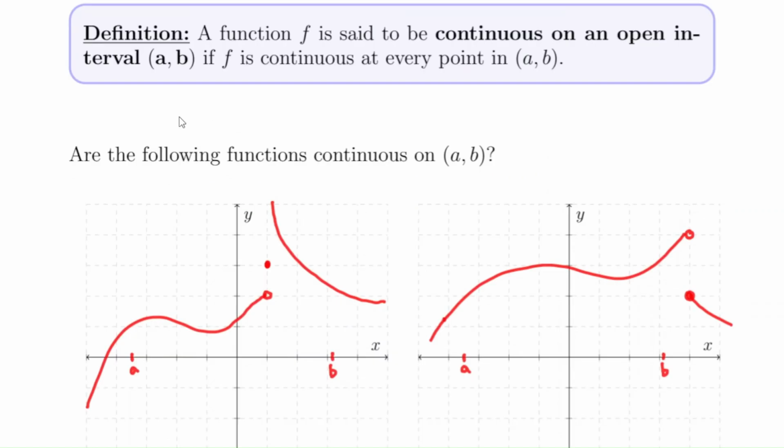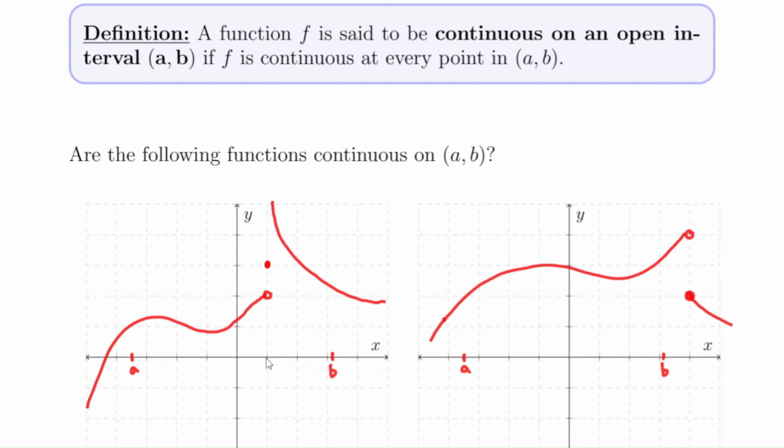Okay, what does it mean for a function to be continuous on an interval? Well, a function f is said to be continuous on an open interval a to b if f is continuous at every point inside that open interval. So are these functions continuous on the open interval a to b? So here we have this interval from a to b, and the question is, is f continuous at every point inside this open interval?